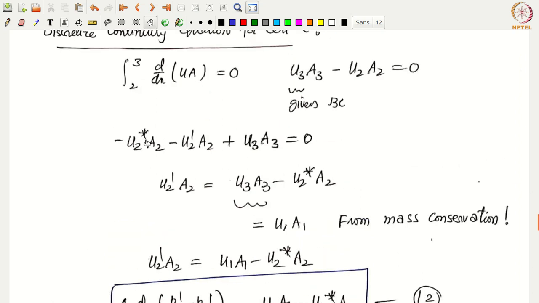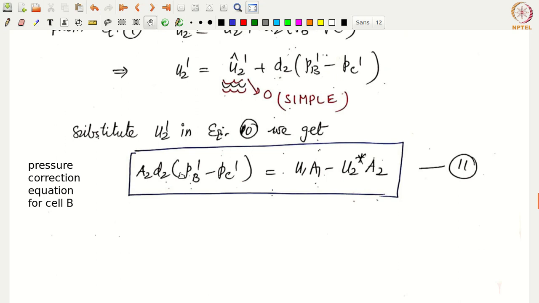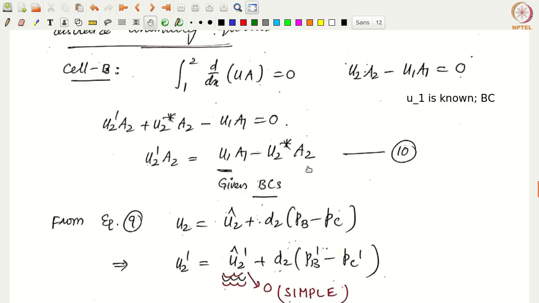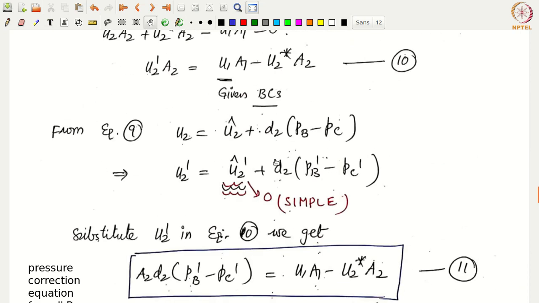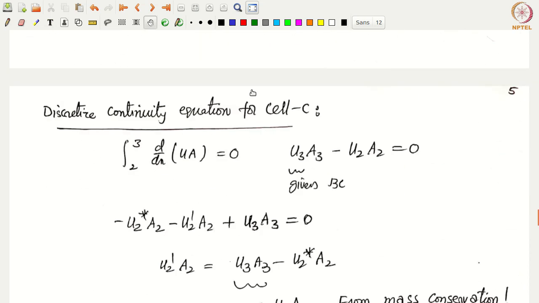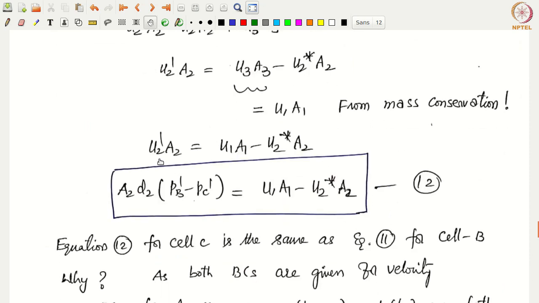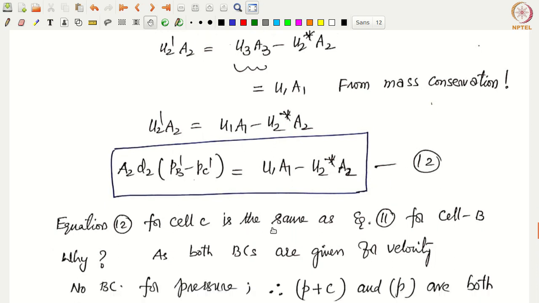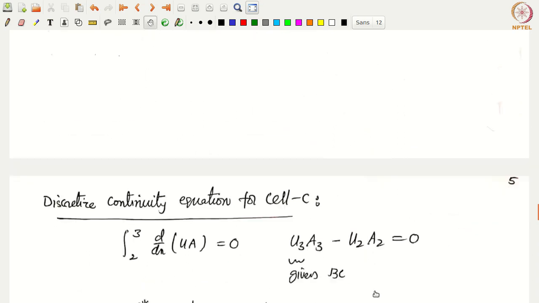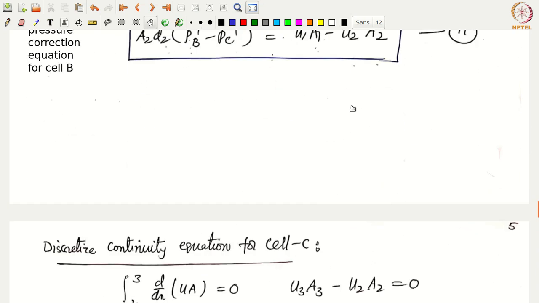This is exactly the same equation we have got before here in the context of cell B as well, right? u2 prime a2 equals u1 a1 minus u2 star a2. Okay, so that means we got the same equation for both the cells. Again, if you plug in for u2 prime in terms of pressure primes, what you get is a2 d2 times pb prime minus pc prime equals u1 a1 minus u2 star a2. So equation 12 for cell C is the same as equation 11. That means what we got here for cell B, right?